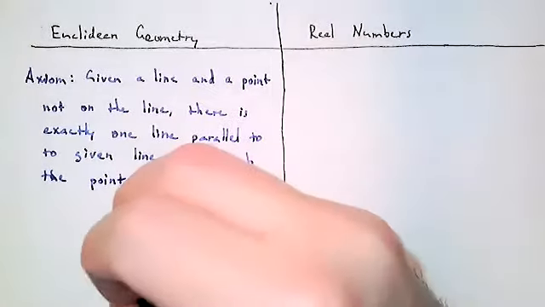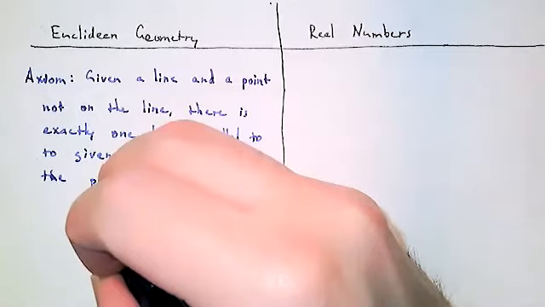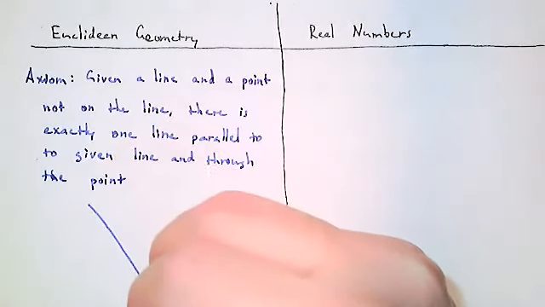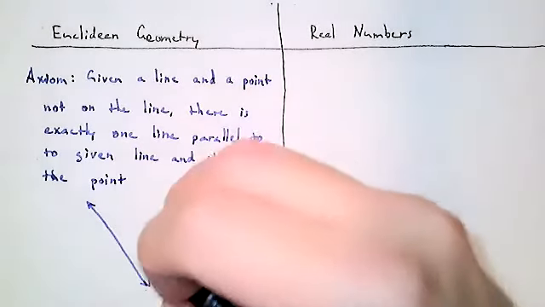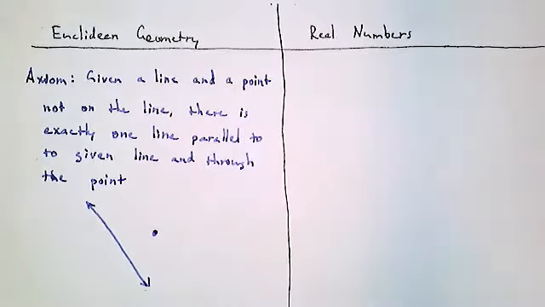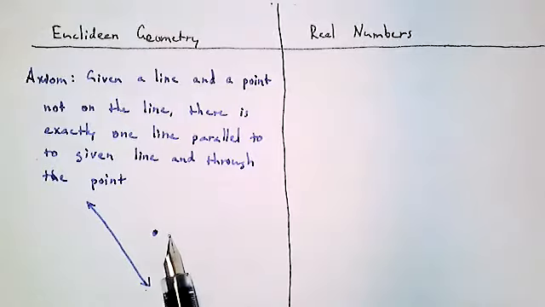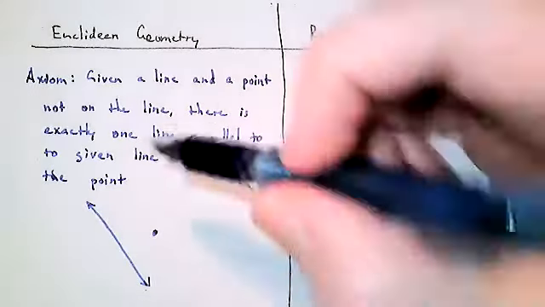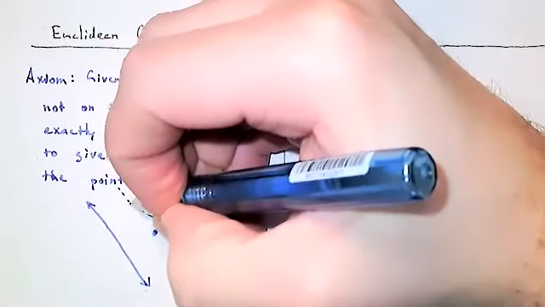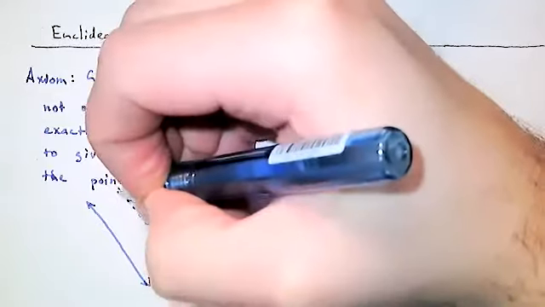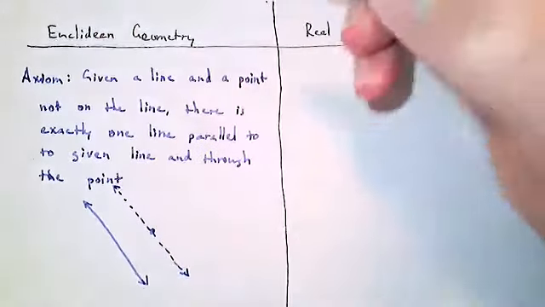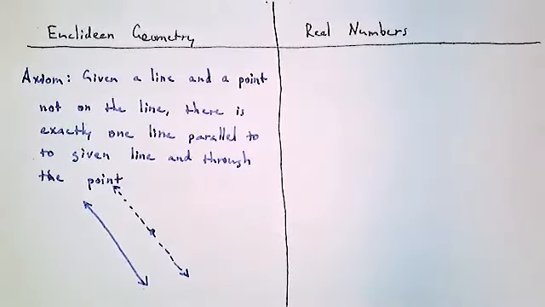So in pictures, here's the idea. If I give you a line like this one and another point somewhere off of the line, then this axiom tells us that we're able to find or draw another line through the point parallel to the given line. So something like this dotted line.